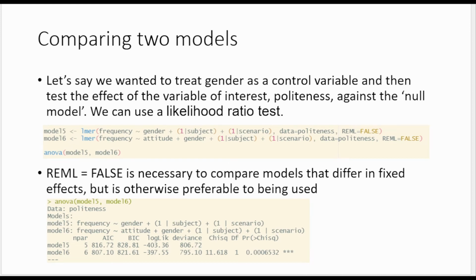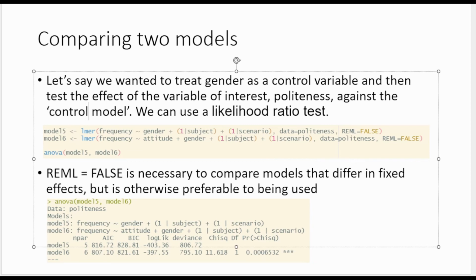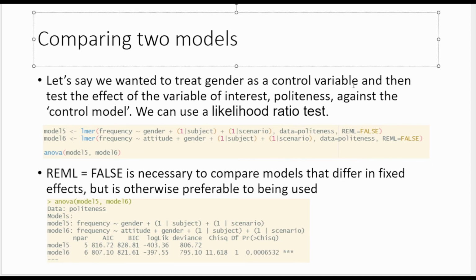Let's just say we wanted to have a model which treated gender as a control variable, right? So we're not actually interested in whether males and females have different levels of variation in pitch, but we just want to kind of control for that effect. Okay, and then we want to test the effect of the variable of interest, which is politeness, against this control model. I called it a null model here, but it should really be a control model. Let me change that. There we go. So if we wanted to do this, we can conduct what's called a likelihood ratio test.